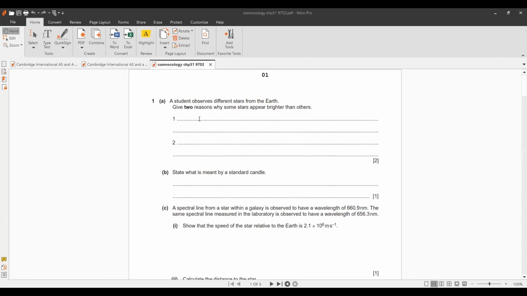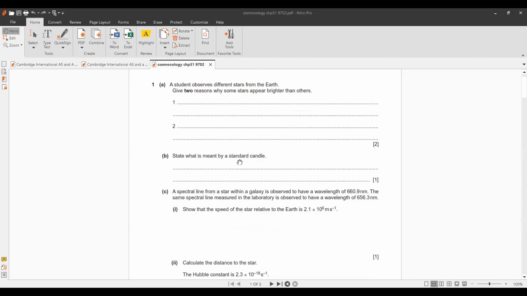We discussed in terms of luminosity and intensity. So give two correct reasons why some stars appear brighter. We could say that the first reason is it could be closer to us, and secondly, a brighter star could have a greater luminosity.